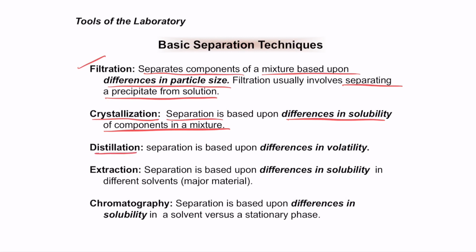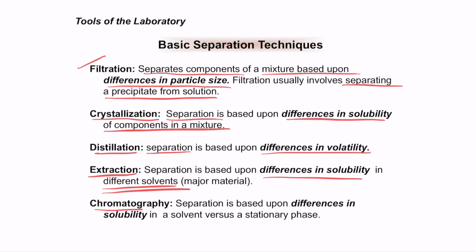Next is distillation. Distillation depends on temperature, so we use temperature separation and volatility to separate the mixtures. The next one is extraction. Extraction is based on solubility again, in different solvents. For example, a non-polar material might dissolve in a certain solvent, but a polar material might dissolve in a different solvent. So these are examples where you separate them based on solubility.